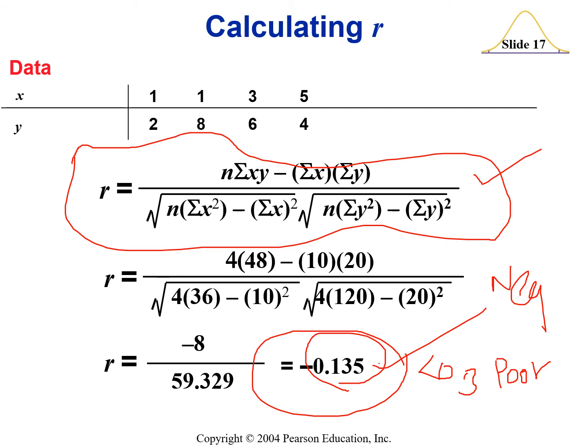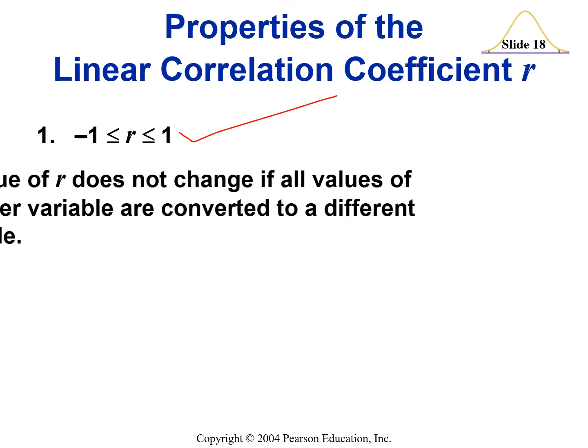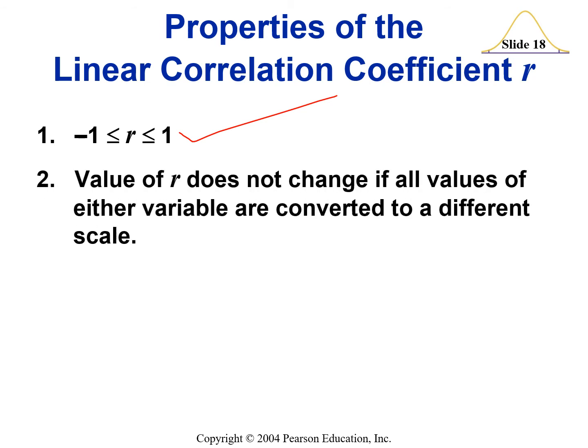Here we have properties of the linear correlation coefficient small r. It is very important. Number one, r lies between -1 and +1. +1 indicates perfect positive correlation, and -1 indicates perfect negative correlation. Number two, the value of r does not change if all values of either variable are converted to a different scale.